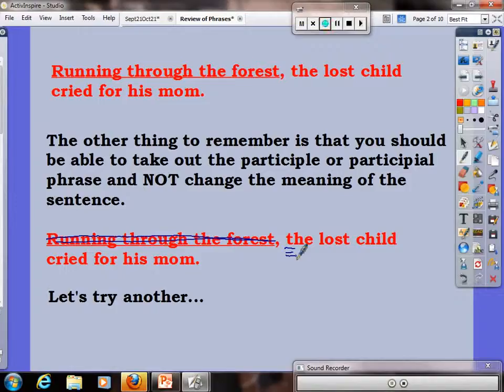I could possibly move it around in the sentence, but I'm just going to leave it at the front. But again, if you can take it out of the sentence, you know you're not confusing it with the verb of the sentence or some other part of the sentence. So the participial phrase, or the participle, is going to be that ing word, and it's going to tell you more about the sentence. It's not functioning as the action of the sentence.